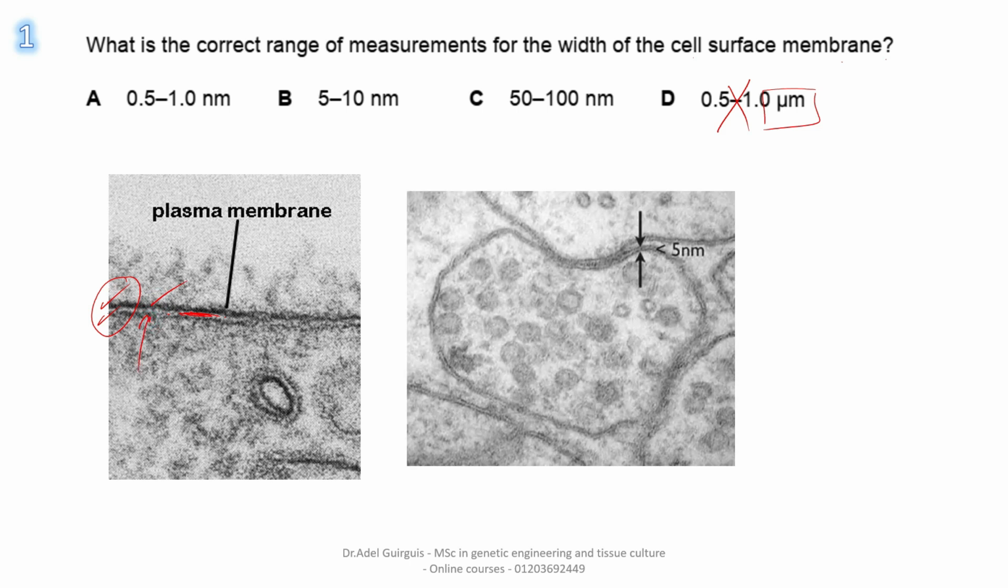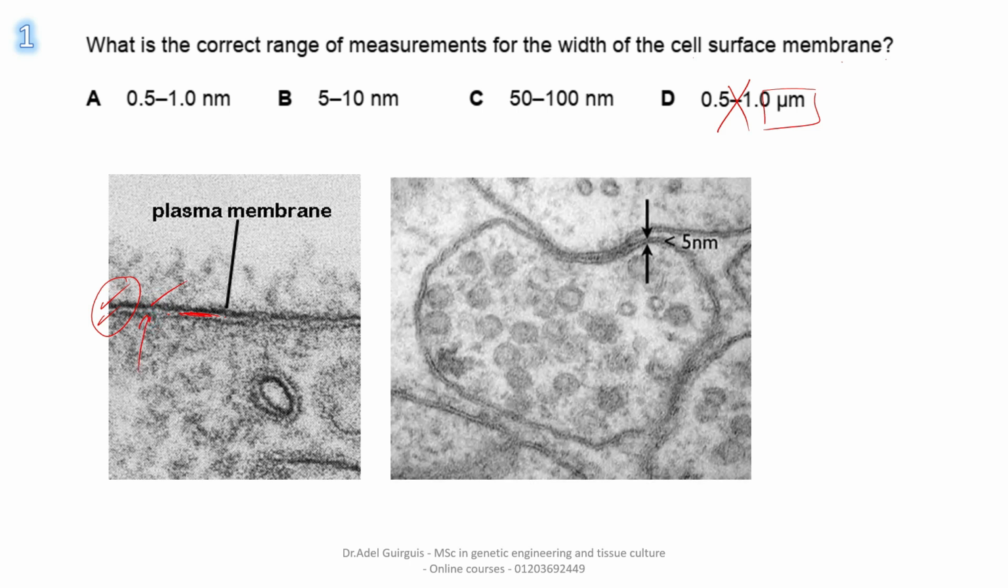Look at the second figure like this one. Here the width of the cell surface membrane, by its phospholipid bilayer, is around 5 nanometer. So your answer is 5 to 10 nanometer, with an average equal to 7 nanometer.